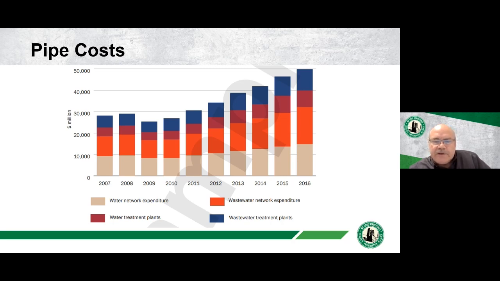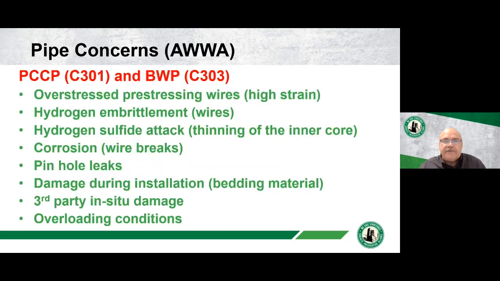That holds true for wastewater. That red-orange gap is the system, and then the blue up top is the plant for wastewater. So piping networks, this is only through 2016, that trend is continuing and maybe even expanding based on the age of the infrastructure. So what are the pipe concerns?